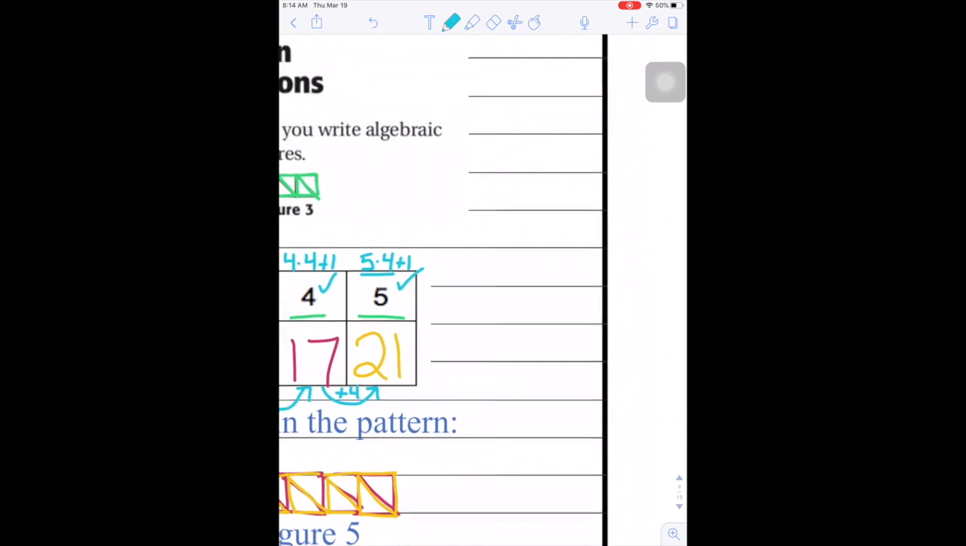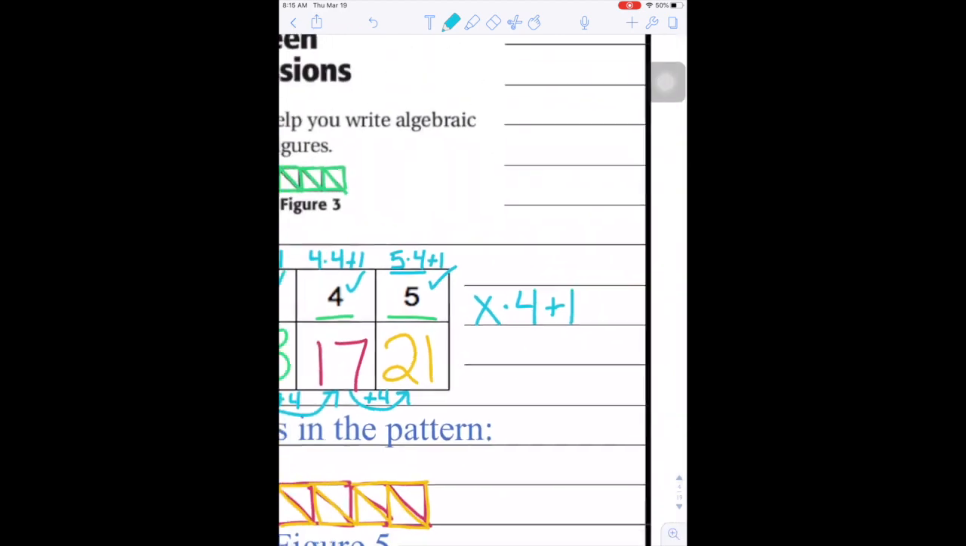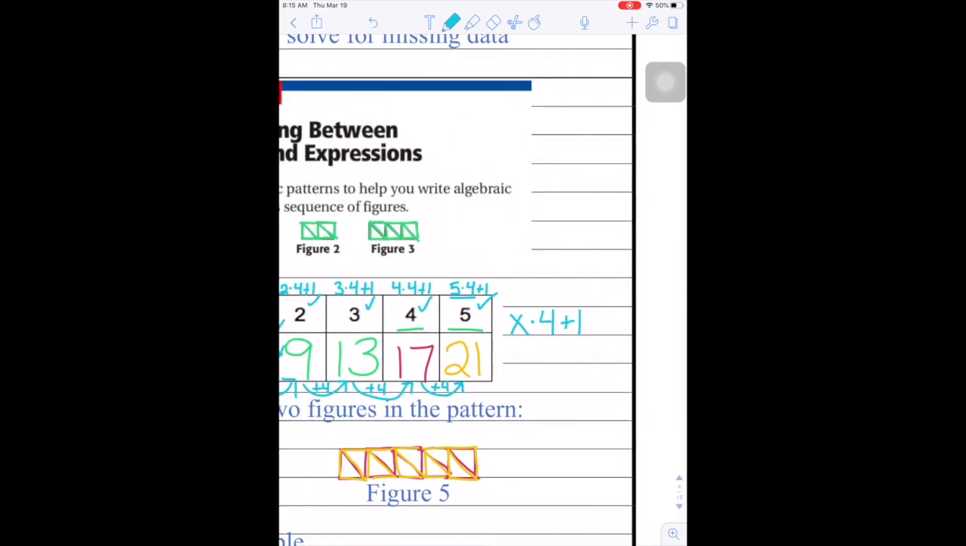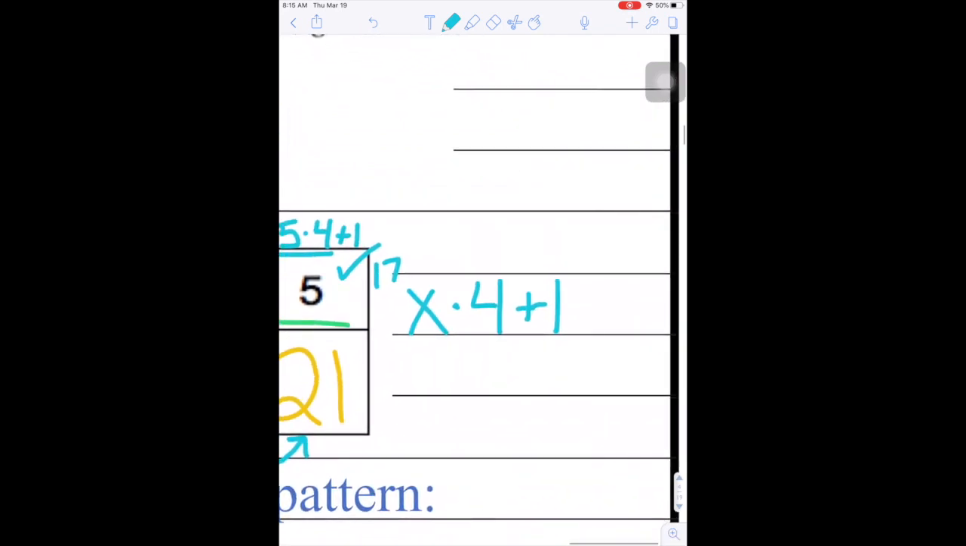So the pattern that's happening in this table is we have x times 4 plus 1. I can use this pattern, like if we didn't know and we wanted to say what would happen if we had figure 17, I could plug that in and say, well, 17 times 4 plus 1. And that would tell me what the answer is.